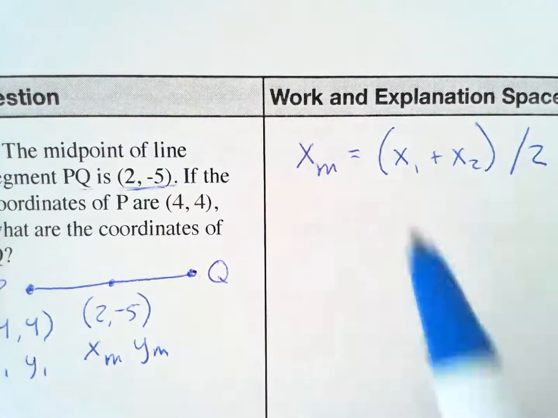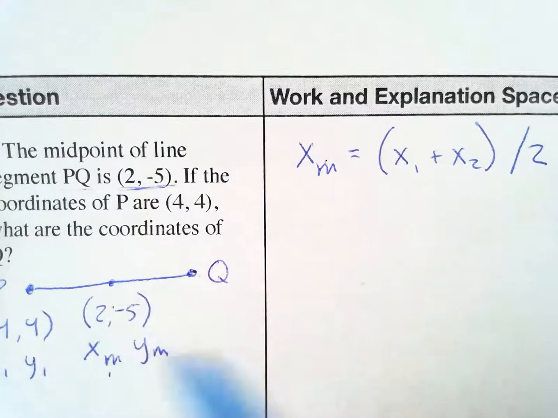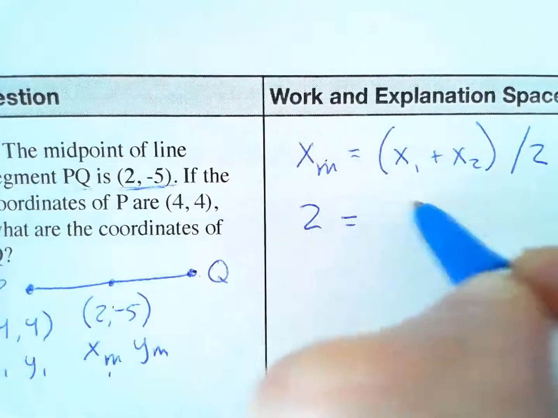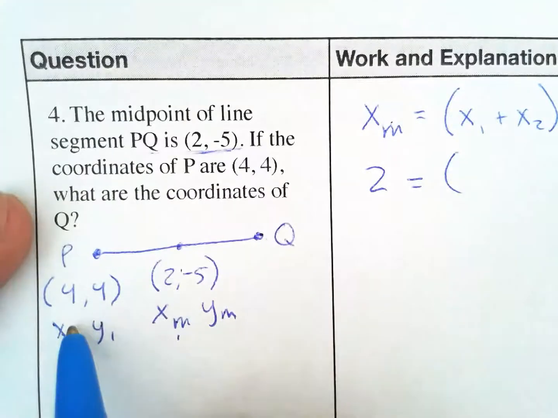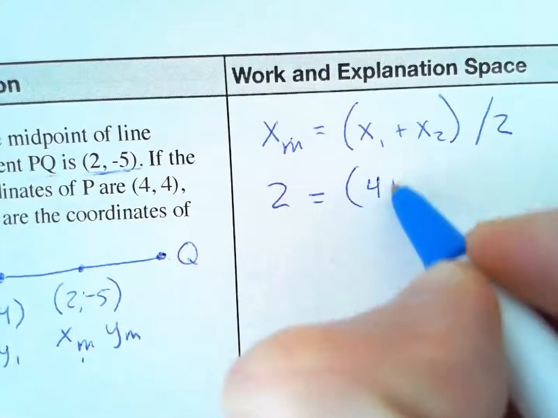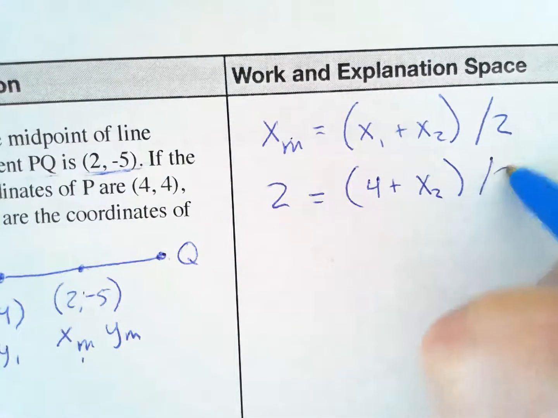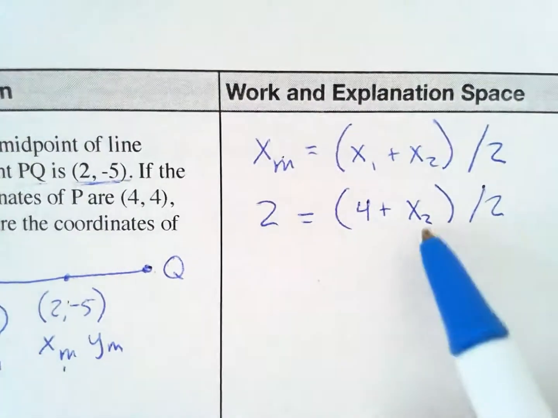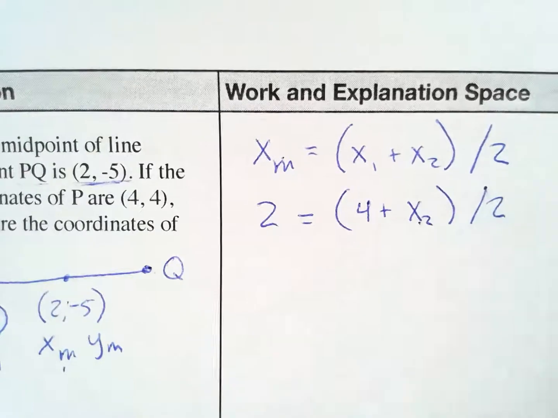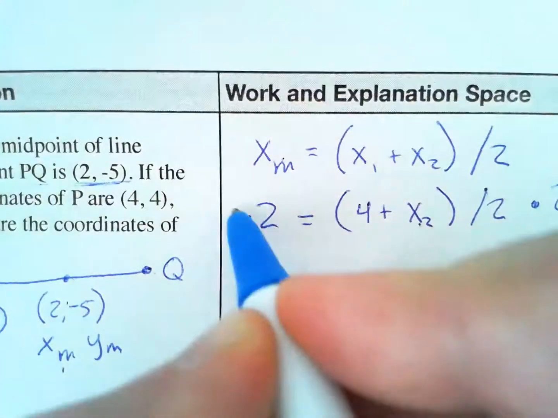So then I just need to plug in my values. My xm value over here is 2. My x1 value is 4. We don't know the x2 value, so I'm just going to say plus x2 and then divide by 2. Now we need to get this x2 by itself, so it's being divided by 2. I need to multiply by 2 on both sides.